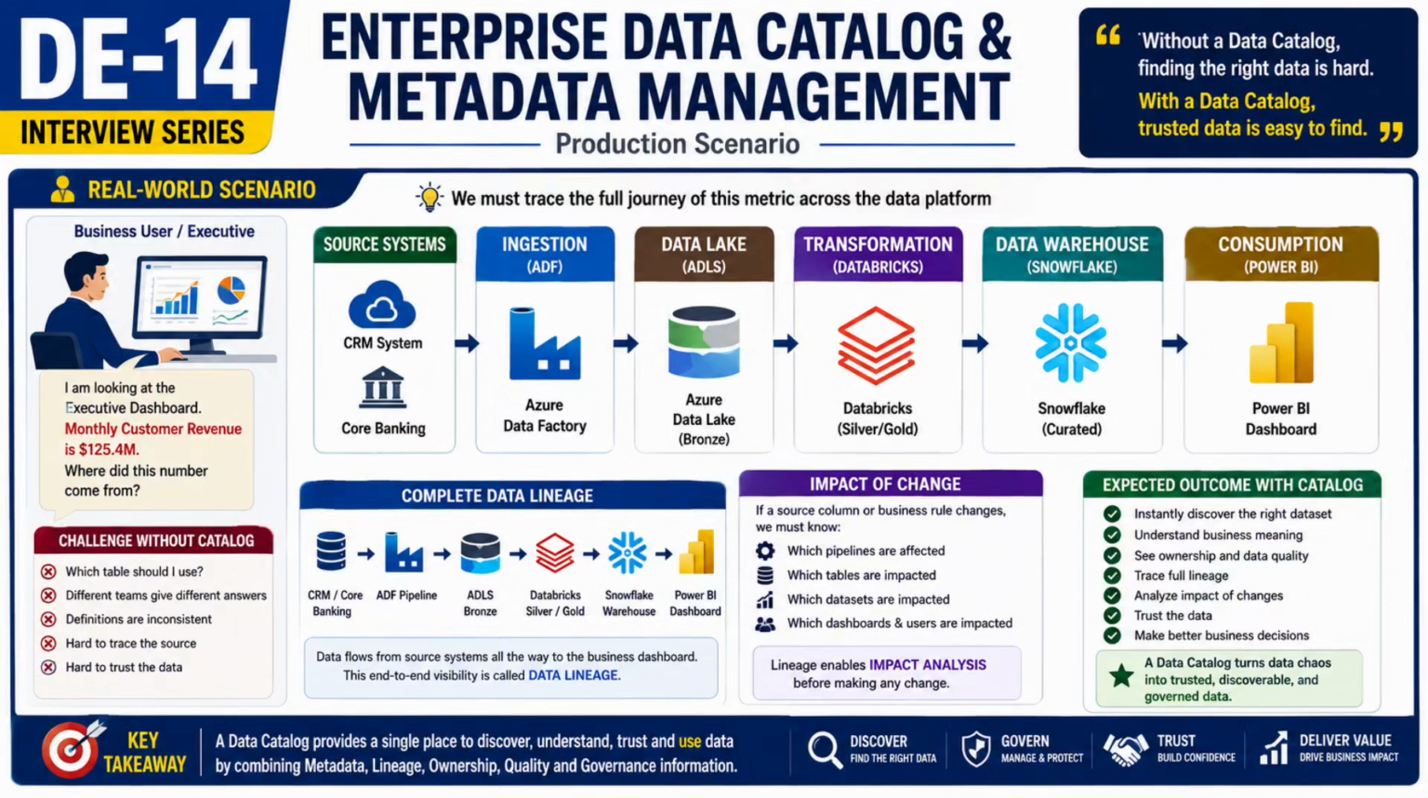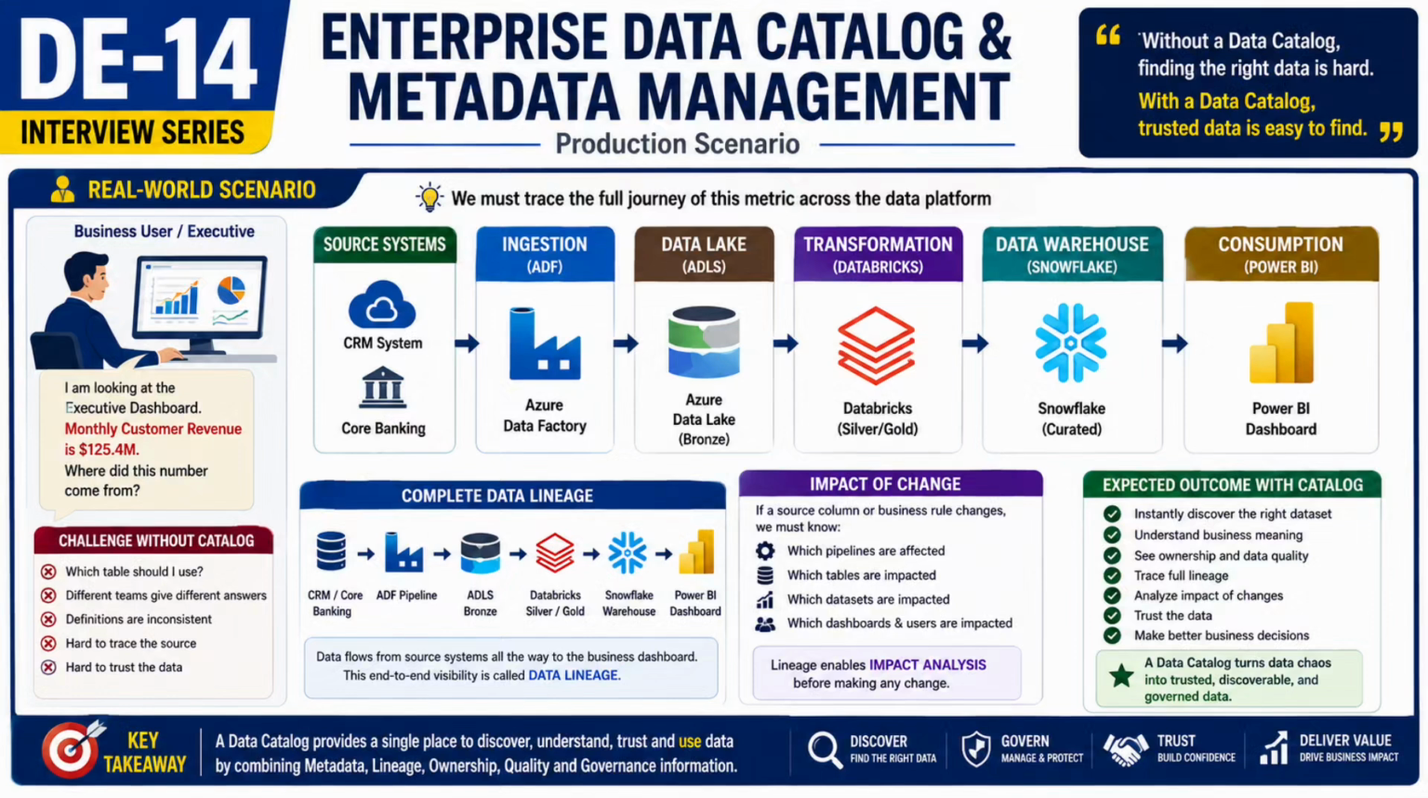Now consider another scenario. The source system changes a column or a business rule. We need to immediately understand which pipelines use this column, which tables are affected, which downstream data sets are affected, which Power BI reports could be impacted, and which business users are affected. This is where the combination of data catalog plus metadata plus lineage plus governance becomes extremely powerful.